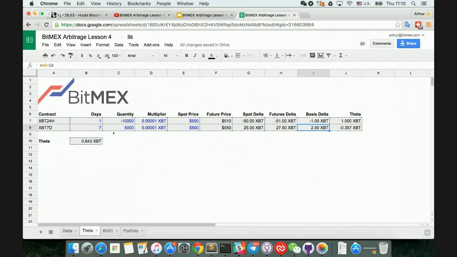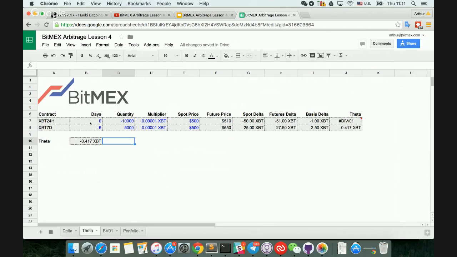Now, let's say that this contract goes to 0. Now we have a pure negative theta because we no longer have any position in this contract, and now we're just paying away 0.4 Bitcoin every day in terms of time value.